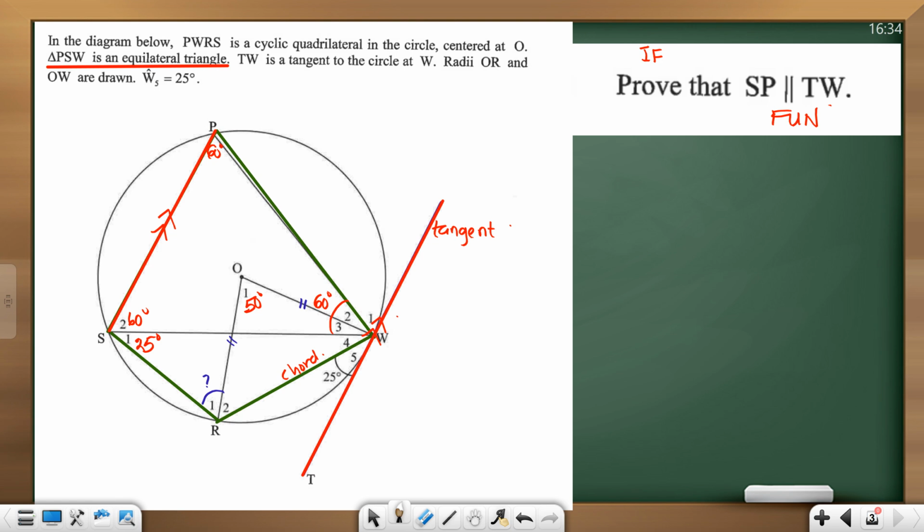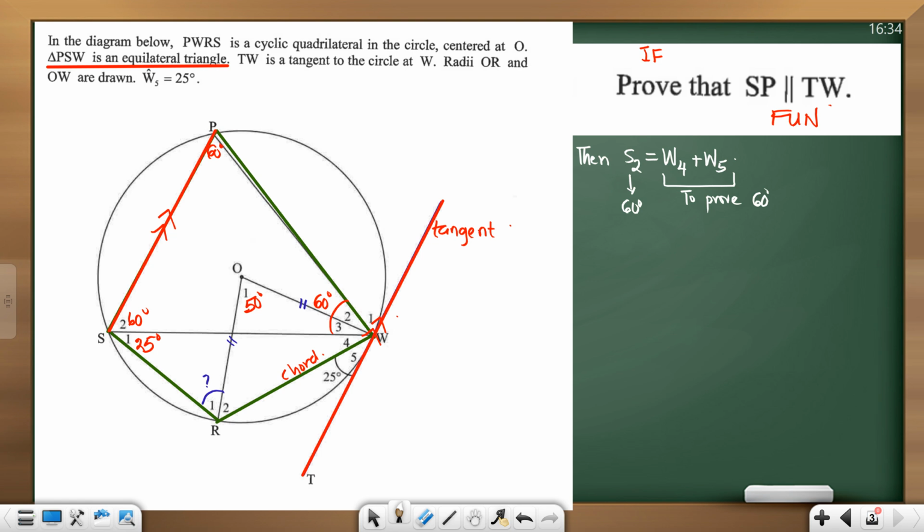S2. Okay, so you are saying then S2 should be equal to what? W4. Do you understand my statement? If SP is parallel to TW, then S2 should be equal to what? W4 plus W5. So we know this as what? 60 degrees. Our job will be to go and prove that this is what? 60. Okay. So we have a mission, we have a vision, and we have a goal.